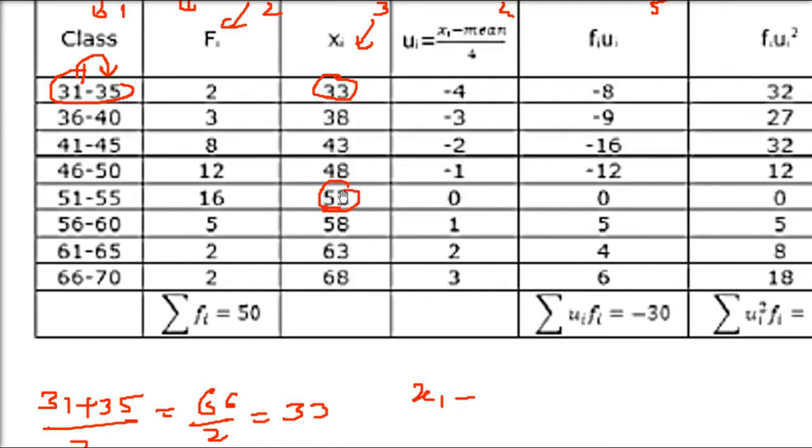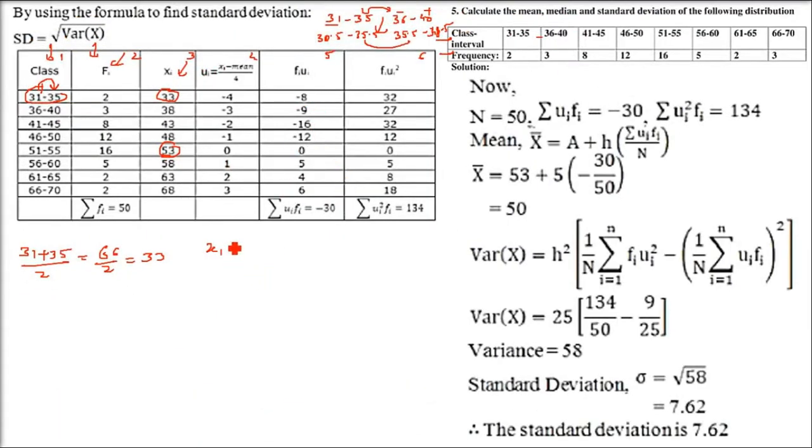So for the middle one, you can take 48 or 53. It doesn't matter, any of them you can take. So you can take x minus 53 divided by 5. I'll take one of these. Okay, 33, subtract 53, and this is minus 20. Now still it is bigger, so you can divide it by 4, by 5, or by 10.